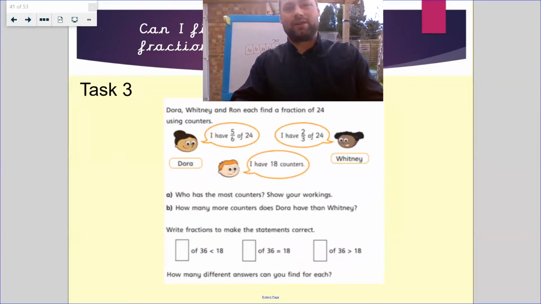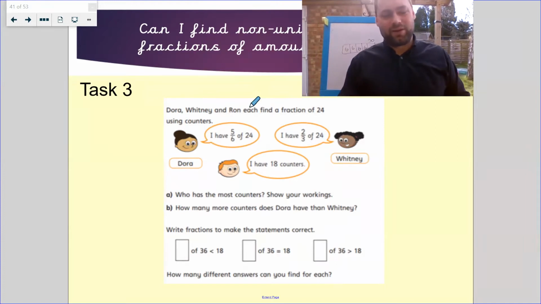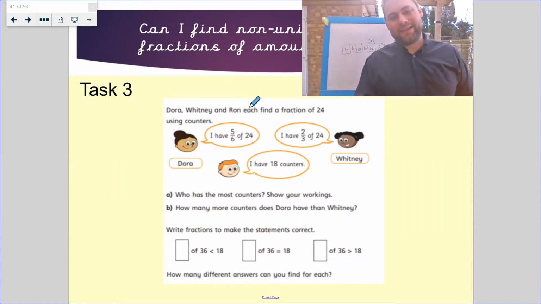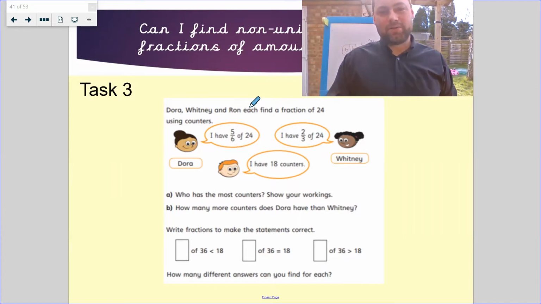And of course, for the last questions, these are more problem-solving questions. Dora, Whitney, and Ron find a fraction of 24 using counters. I have 5/6 of 24. I have 2/3 of 24. I have 18 counters. Who has the most counters?